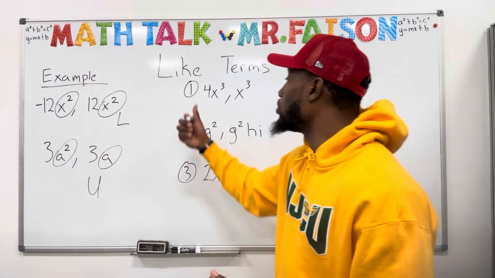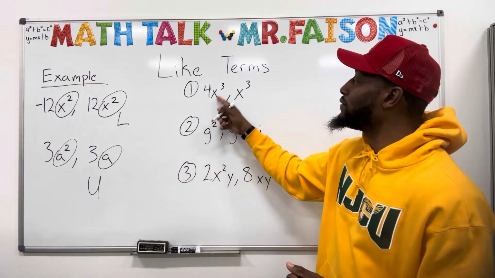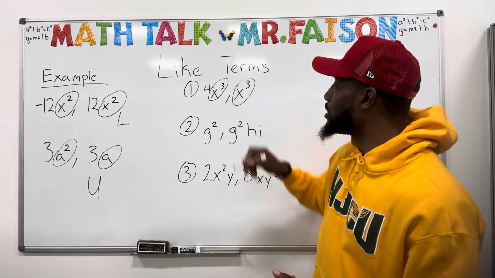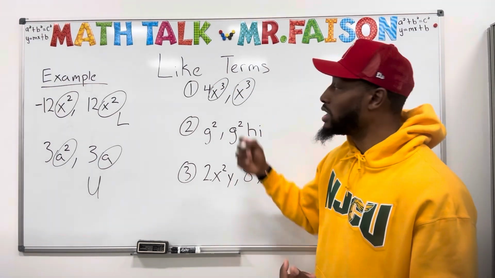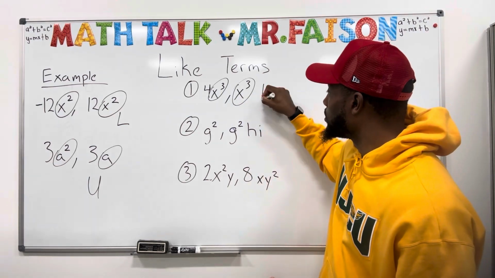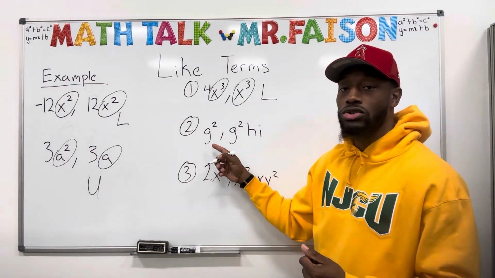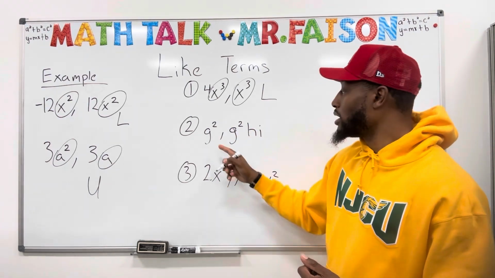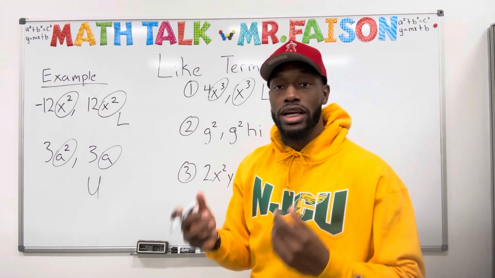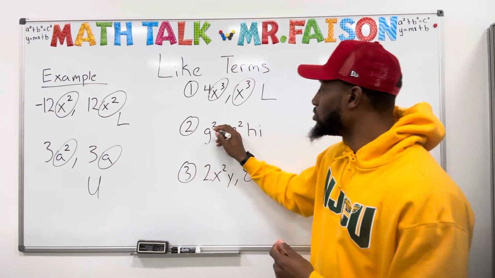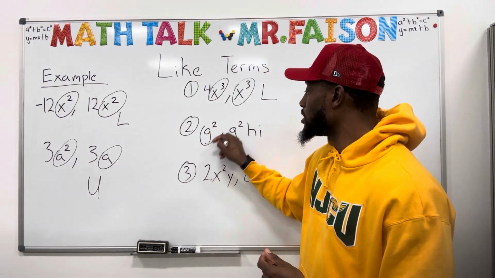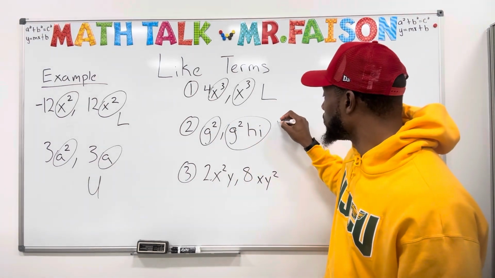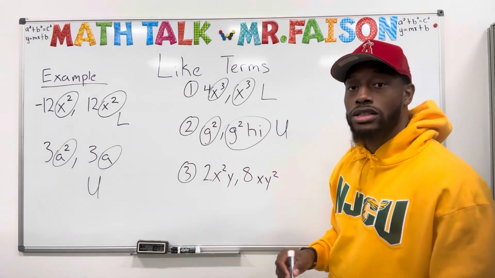Okay, so once I get into problem number 1, I see 4x to the third and x to the third. I'm looking at this like term. Are they like terms? Yes, because they are the exact same. So I'm gonna put an L. All right, now I get down to number 2. I see g squared, and then I see g squared hi, right? All the letters are considered variables. Any letter is a variable. So, does this look the same as all of this? It doesn't. It's an unlike term. That's unlike.